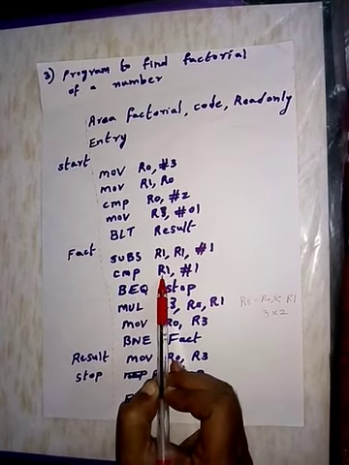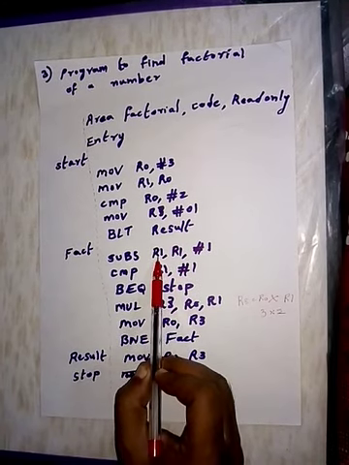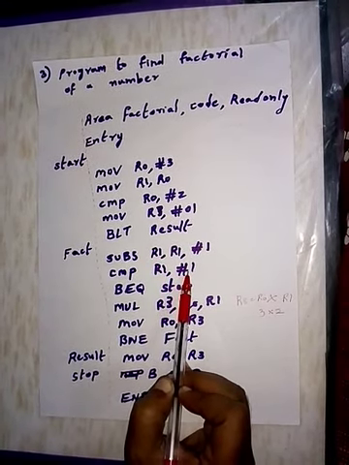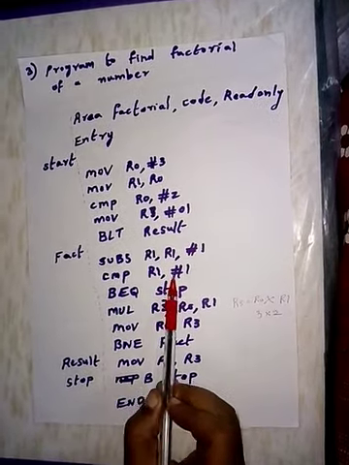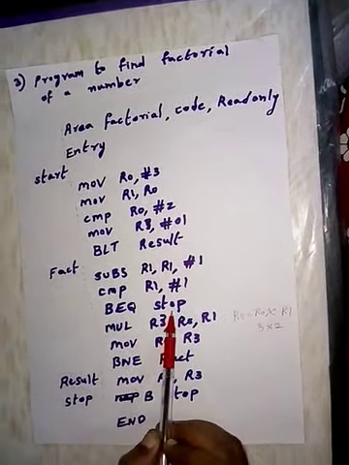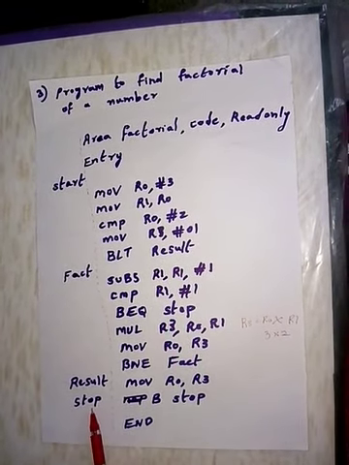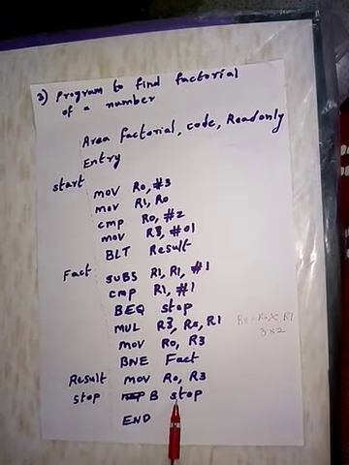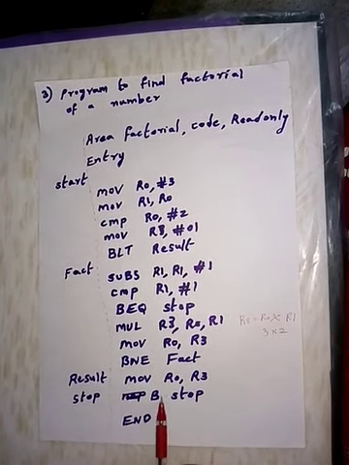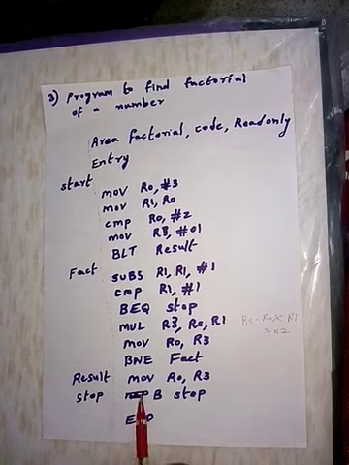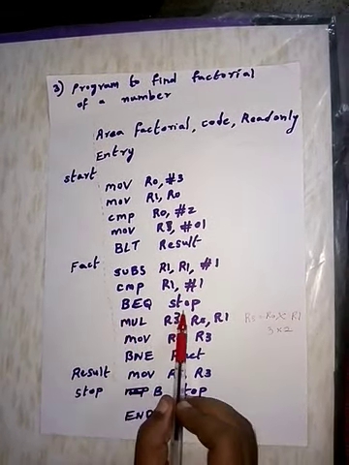Now CMP R1, #1. That means 2 is compared with 1. Here we got 2, and that 2 is compared with 1. BEQ, branch equal. Both are not equal, so this instruction won't get executed. If they are equal it goes to the STOP instruction, B STOP, which loops infinitely, that is the end of the program. As they are not equal here, it is 2 comma 1, so this instruction won't be executed.